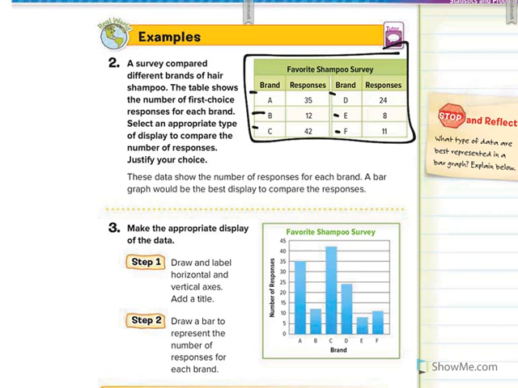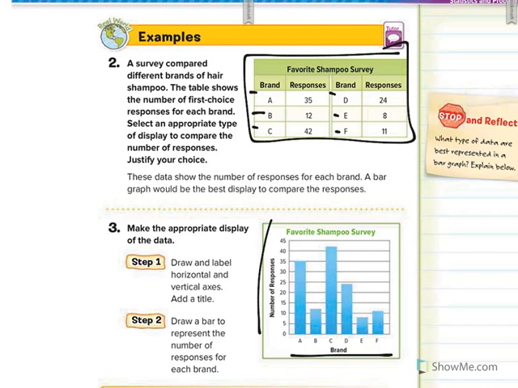Example 3 asks us then to make the appropriate data display that we just chose, so that bar graph. So I'm going to make sure to draw and label my horizontal and vertical axes. So my categories, or my different brands, those will go along my x-axis, so I'll label them A, B, C, D, E, F, and label brand below.